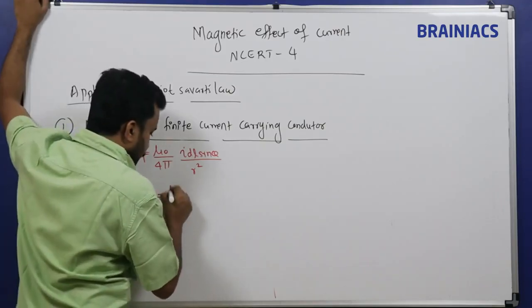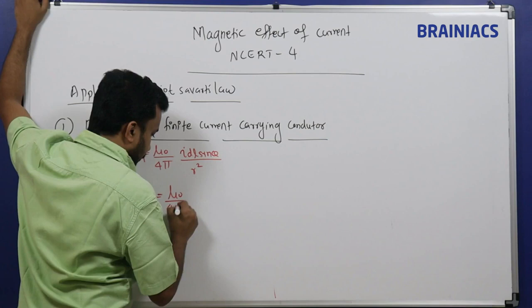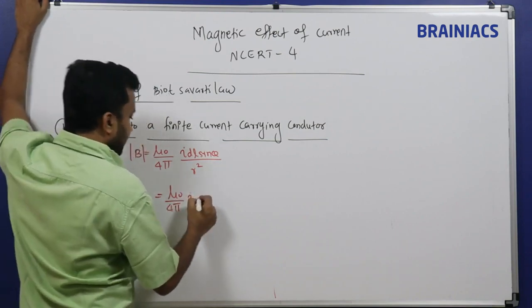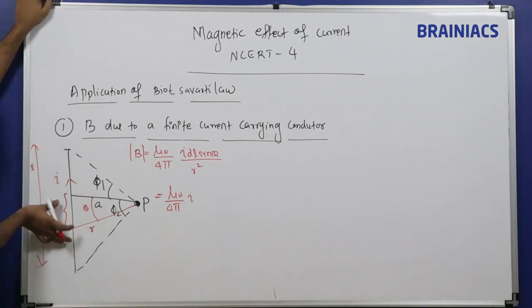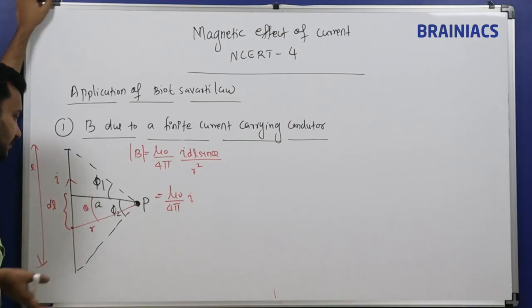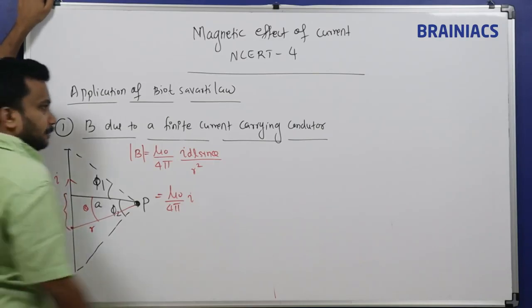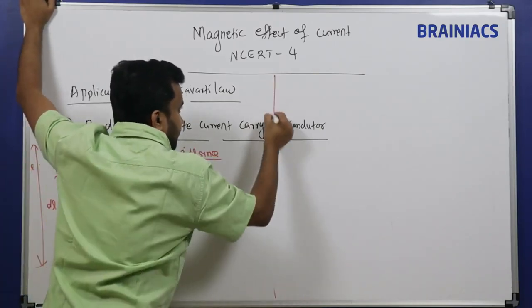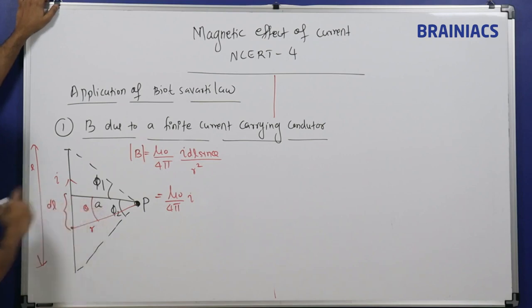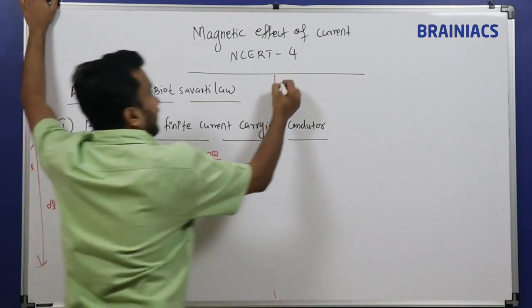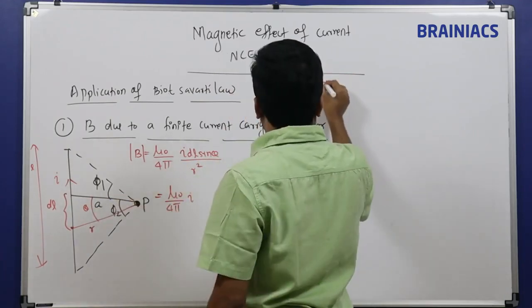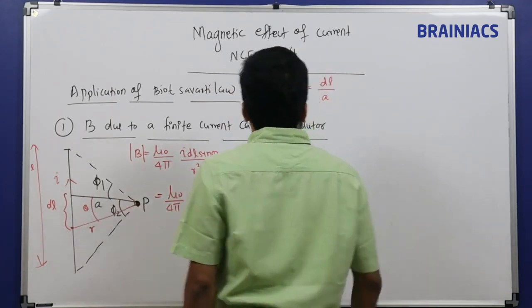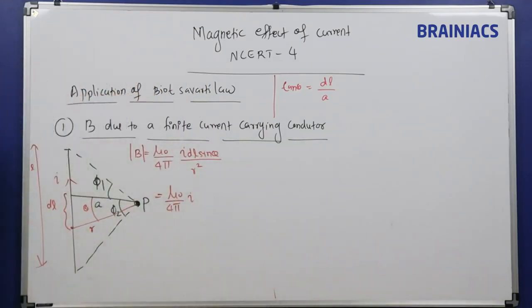Now we will see each term and replace it. Mu 0 by 4 pi, I is the same. dl, what is dl from the diagram? dl is the thing which I have assumed; it's not given. We'll find it from other quantities. If you take tan theta, what is it? Opposite side by adjacent side, so dl divided by a. So dl I can write as a tan theta.